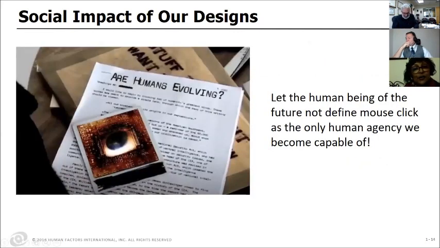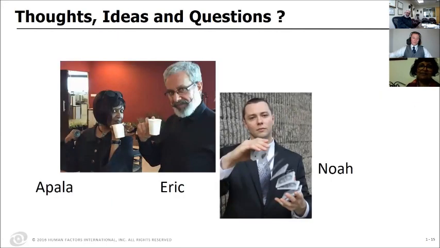Because I think, as designers, we do not want the human being of the future to say clicking the mouse is the only human agency that we are capable of. There is nothing else. We're so divorced from the real world, and so used to just using our supposed free will by clicking, that it's the only thing we know how to do in the future. So we can't let ourselves get to that point. So that's what I wanted to talk about. Thank you.